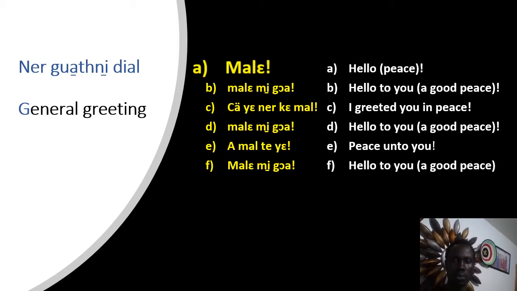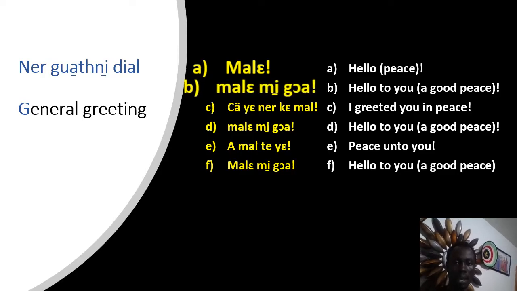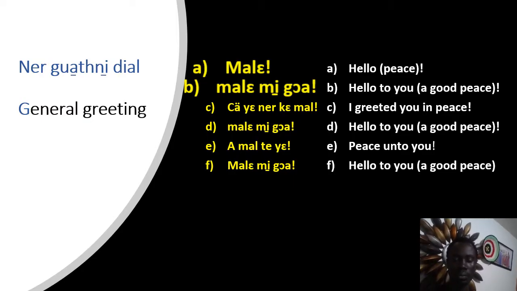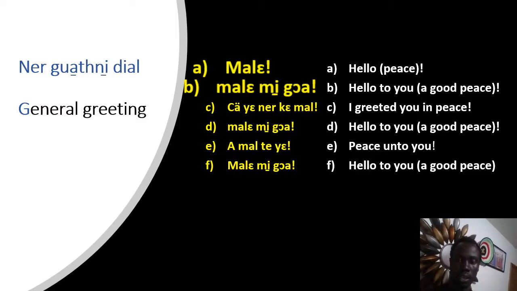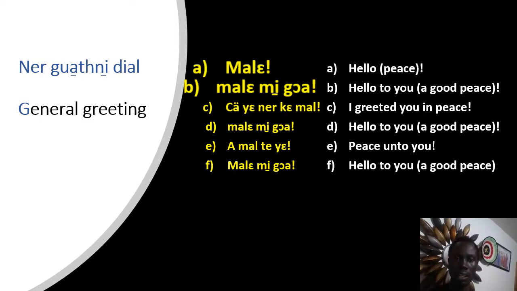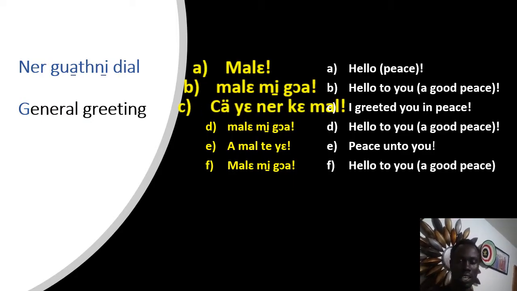So how do you respond to a person that says male to you? You say male miga. What does that mean? It means hello to you. This is in response. When someone says hello, in English you just say hello, but hello to you, or actually the literal translation is a good peace. When someone says peace to you, you say a good peace. Or you can say Cheye Ner Kamal.